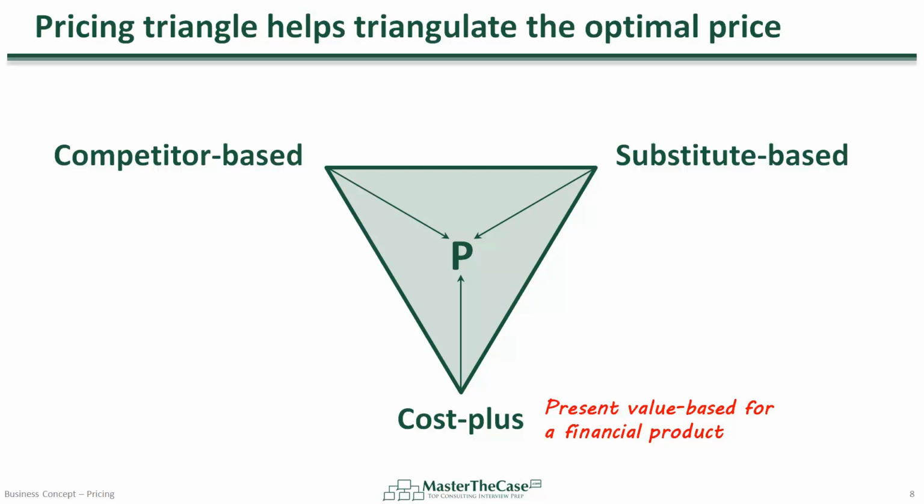Now, one might point out that the pricing triangle takes into account only the firm setting the price and its competitors and substitutes. What about the other major party affected by price? The buyer who pays it. Specifically, how is the buyer's price sensitivity taken into account? That's what we'll discuss next, because understanding and accounting for buyer price sensitivity is key to effective pricing.